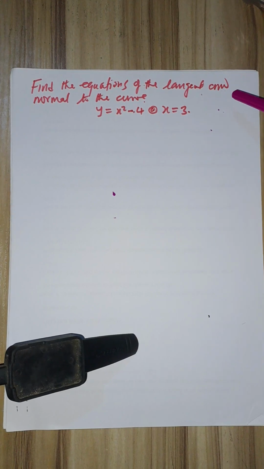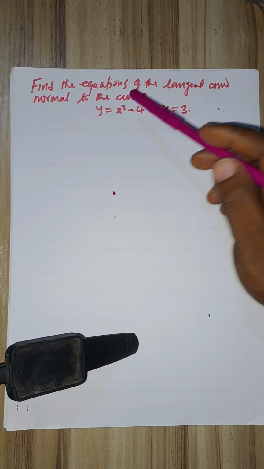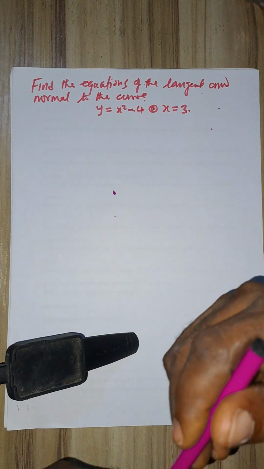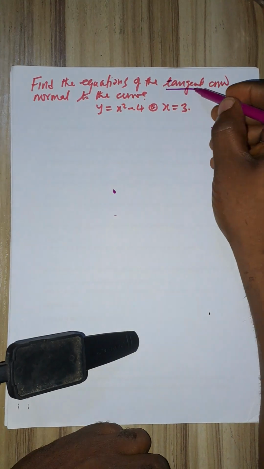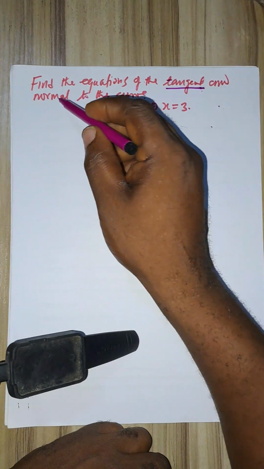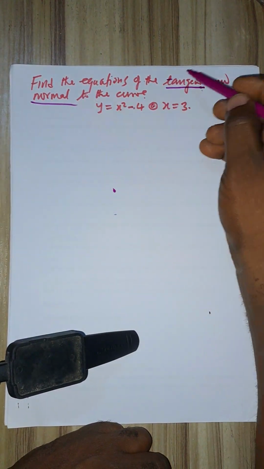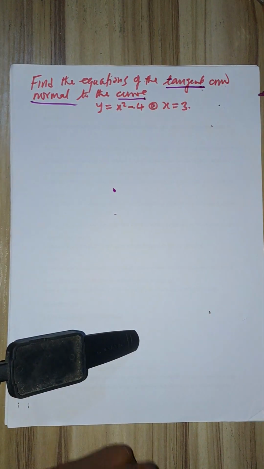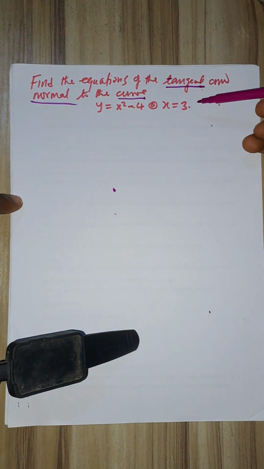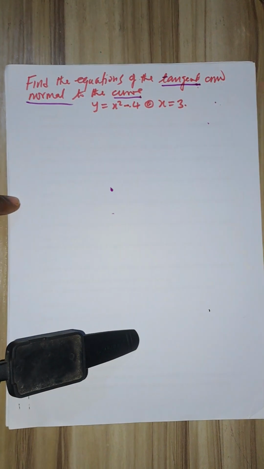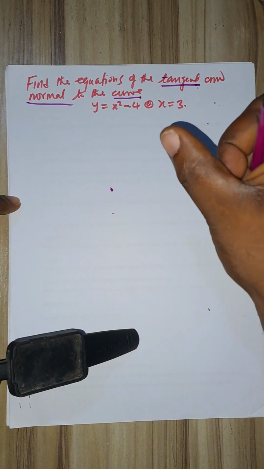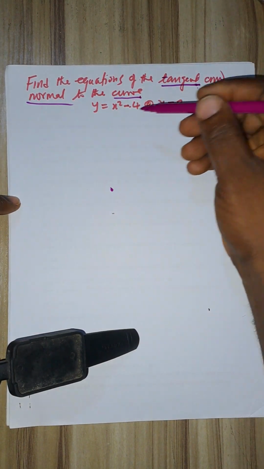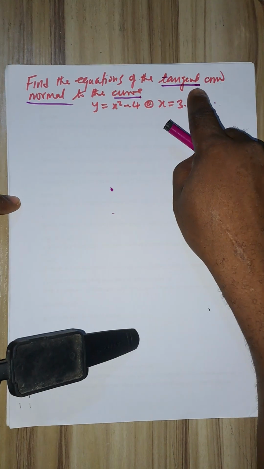Okay, let's answer this question. Find the equations of the tangent and normal to the curve. So we try to understand what a tangent and normal are, and this curve. Now a tangent is a straight line that touches a curve without cutting it. Normal is a line that is perpendicular to this tangent.